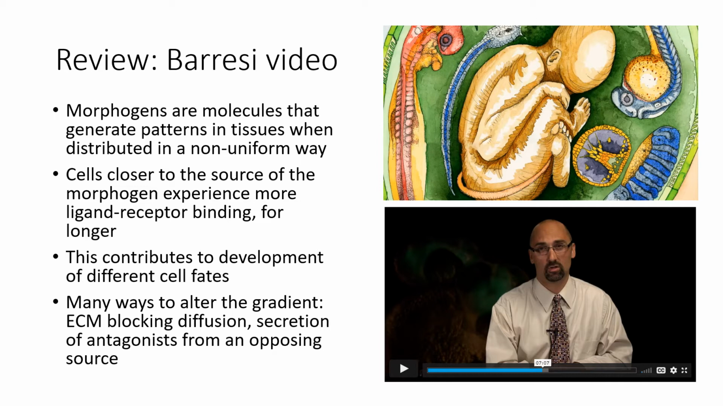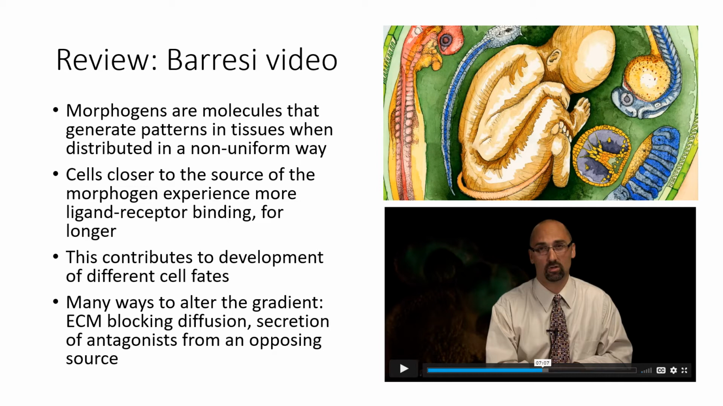So we learned that morphogens are molecules that generate patterns in tissues when they are distributed in a non-uniform way. That is, when they are in higher concentrations in certain areas of the tissue. When they interact with receptor proteins on cells, we can call them ligands. Cells that are closer to the source of the morphogen experience more ligand receptor binding for a longer time. So the difference in this signal strength contributes to the development of different cell fates in the embryo.